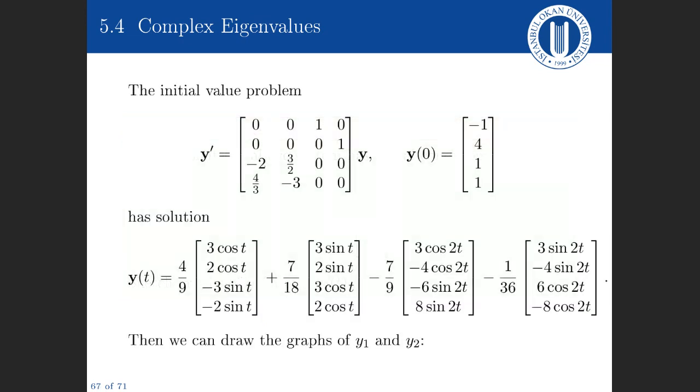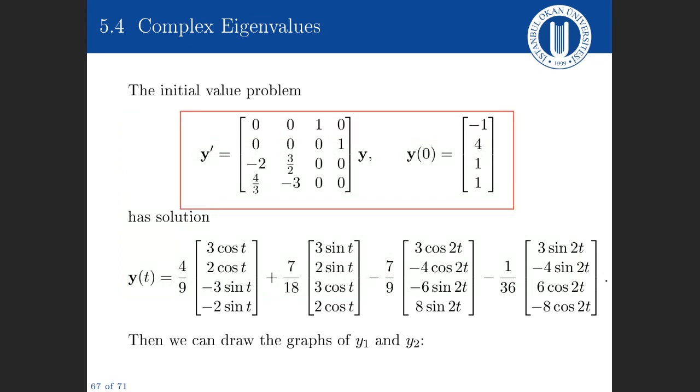We need to solve this initial value problem. y prime is this matrix multiplied by y with the initial condition y of 0 is (minus 1, 4, 1, 1). And I'll just tell you the solution. Please check that these constants are correct. Check that the constants are 4 over 9, 7 over 8, minus 7 over 9, and minus 1 over 36.